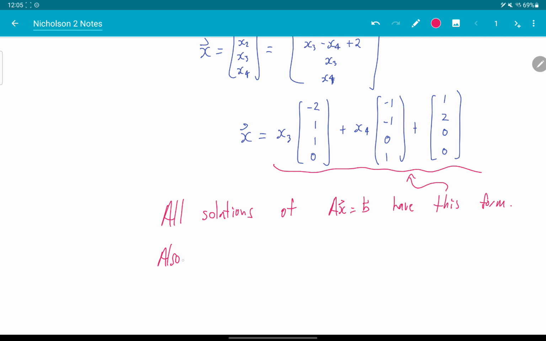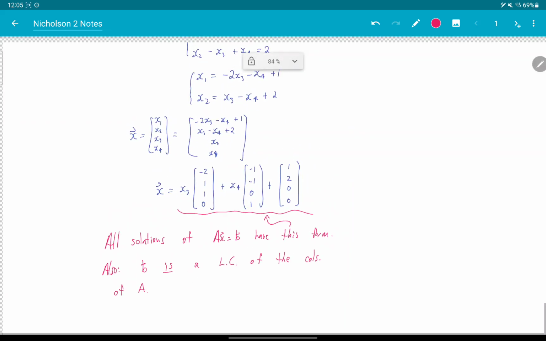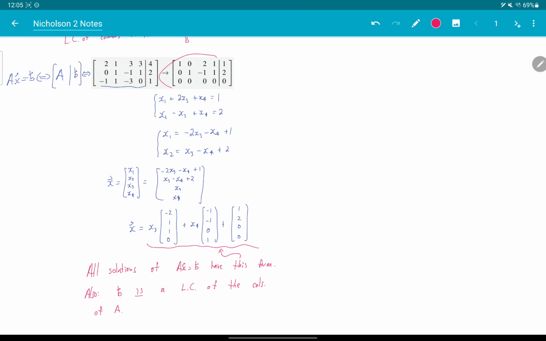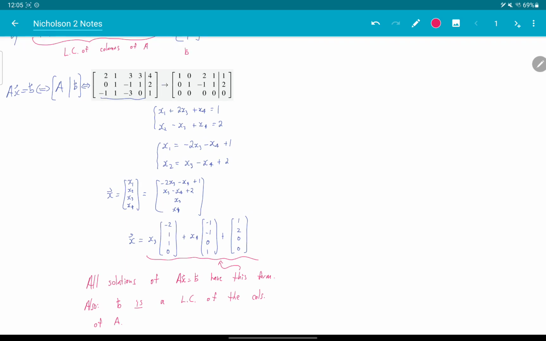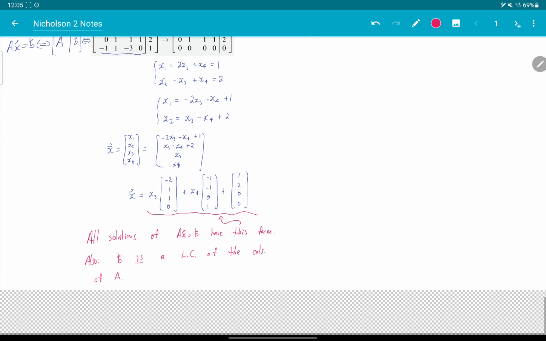Also, B is a linear combination of the columns of A. Okay, we knew that a long time ago, actually. We knew that right here. We knew that here because we could see from this form here that the system is consistent. So there is a solution, meaning that B can be written as a linear combination of the columns of A.